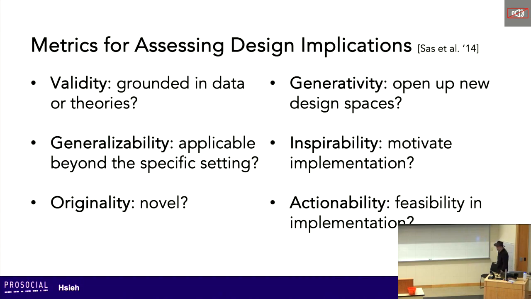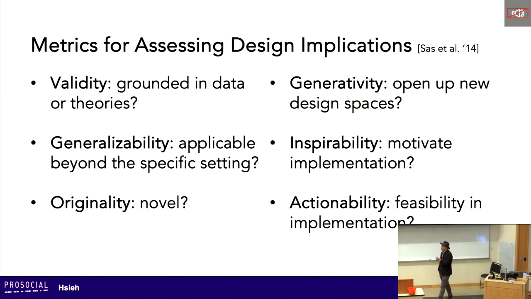And one of the papers that I like a lot is this work that looked at what practitioners or designers want from academic papers, how they assess academic papers. They came up with these six categories of things that, when they read academic papers, they want to make sure that it's valid, grounded in some sort of data or theory. They want to make sure it's generalizable, applicable beyond some specific setting. They want to make sure it's original, some sort of novelty, right? But they also want to make sure that it's generative, that it opens up new design spaces, that it inspires and motivates implementation, and it's actionable, feasible in implementation.